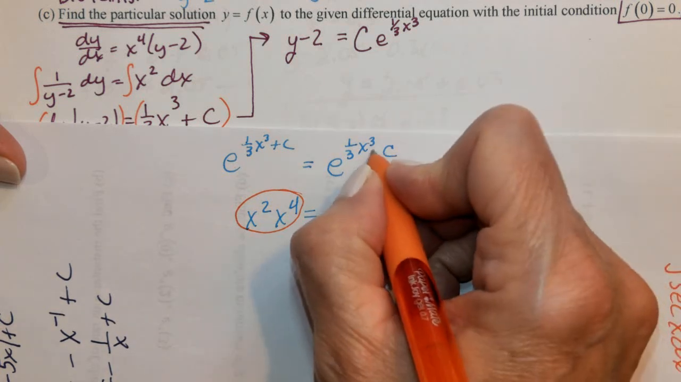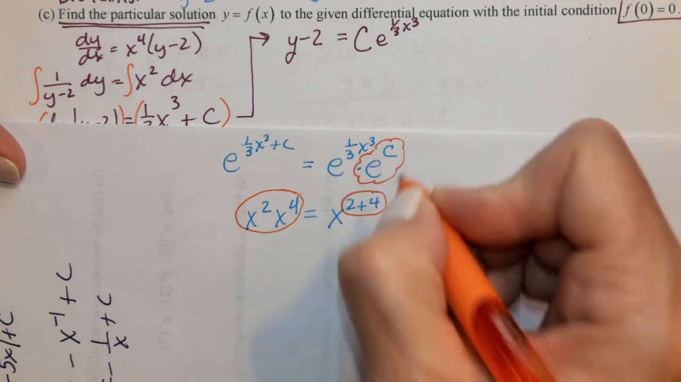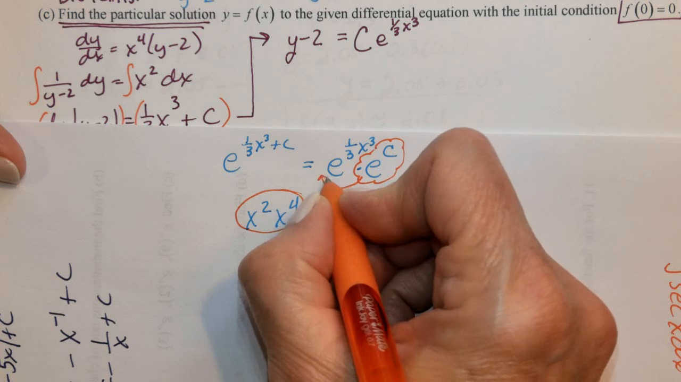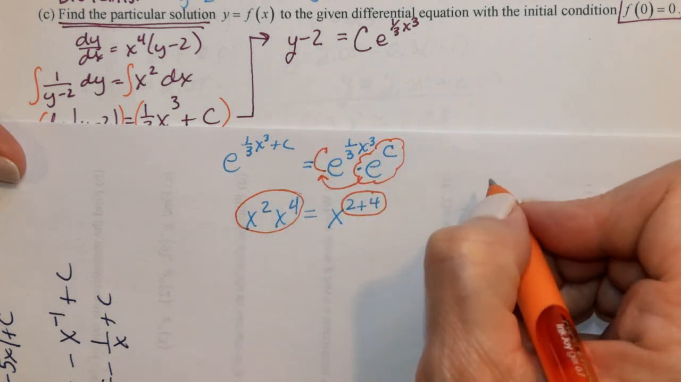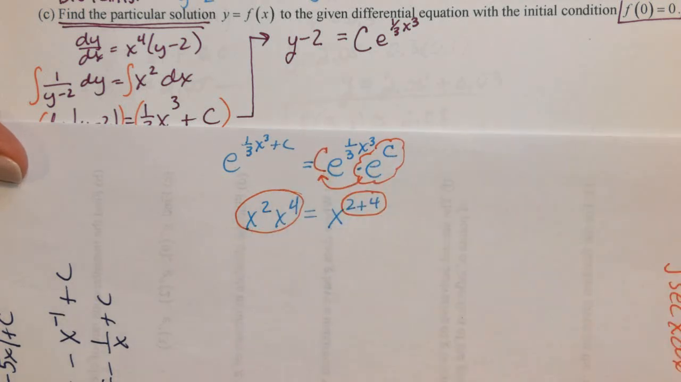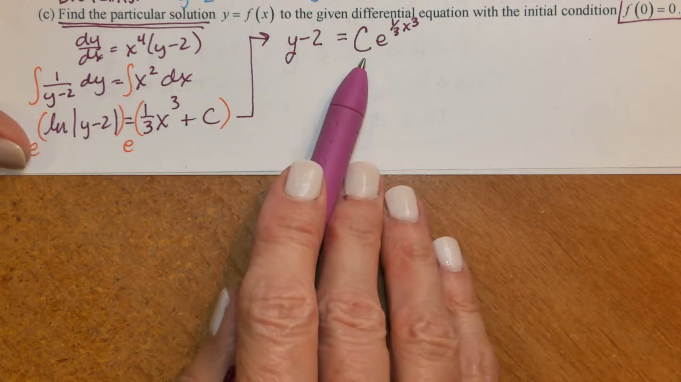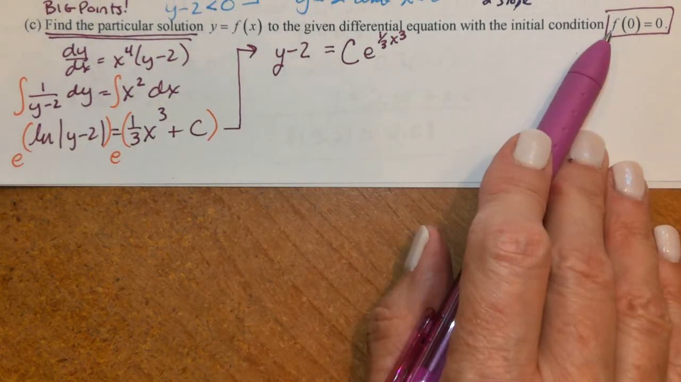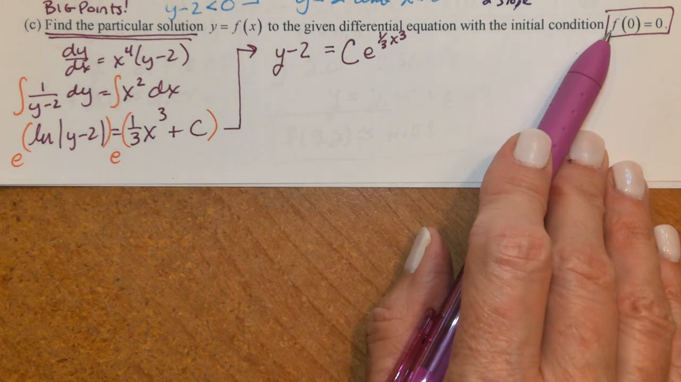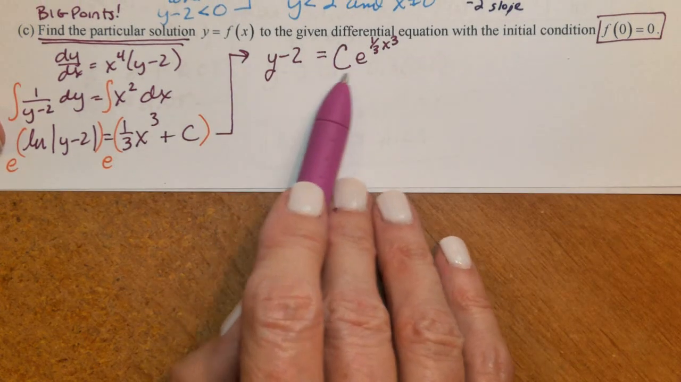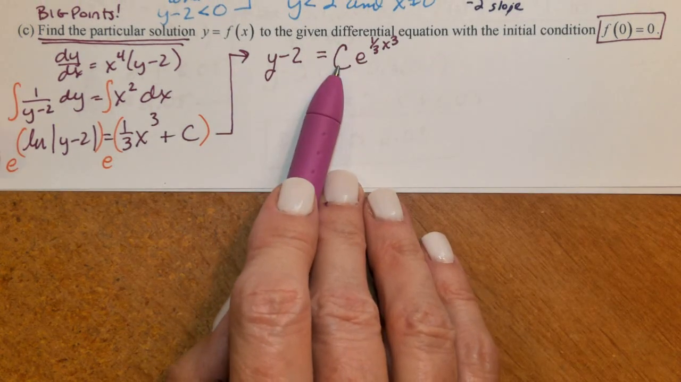Now, e to the c is just another constant. So I can take it and put it up in front and call it just c. It's just another constant, which can be positive or negative depending on which particular solution I have. That's why we can lose the absolute value bars. This is going to take care of my positive or negative.